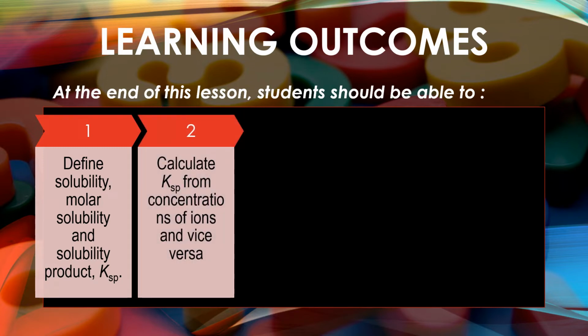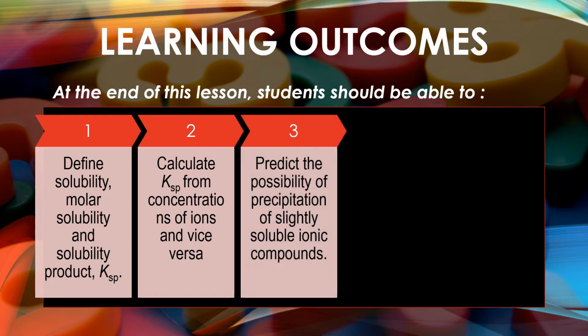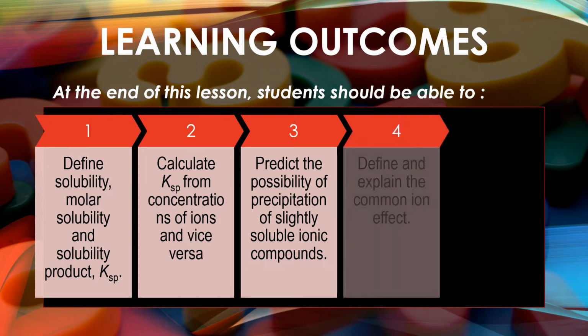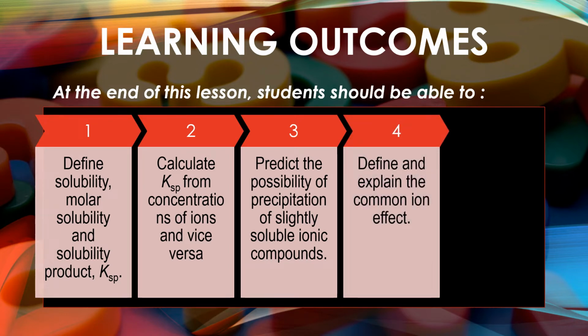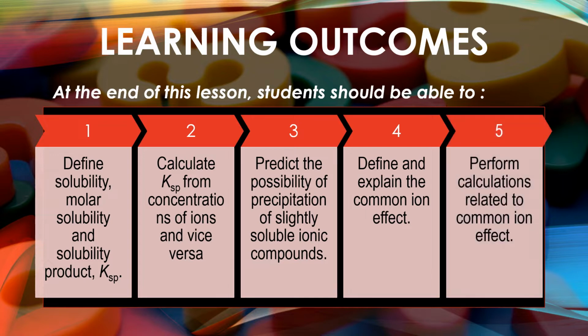Calculate the Ksp from the concentrations of ions and vice versa. Predict the possibility of the precipitation of slightly soluble ionic compounds. Define and explain the common ion effect, and perform calculations related to the common ion effect.